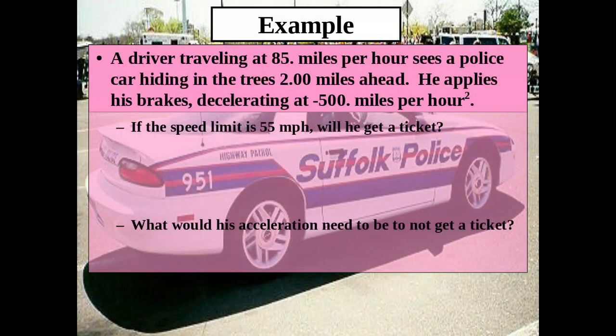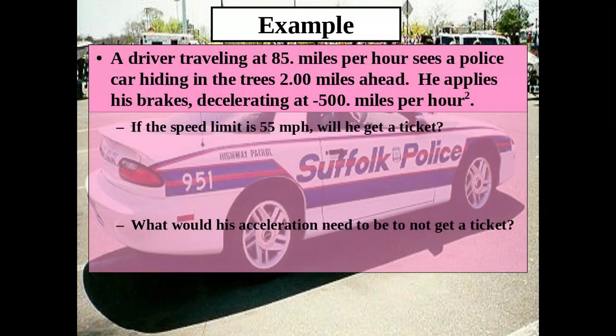All right, let's try one more. A driver traveling at 85 miles per hour sees a police car hiding in the trees 2 miles ahead. He applies his brakes, decelerating at negative 500 miles per hour squared. Okay, couple things to note here. We work with meters per second. However, we can use miles per hour as long as your time is in hours. As long as the units match, that's totally fine.